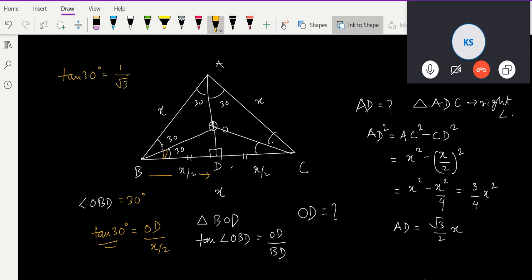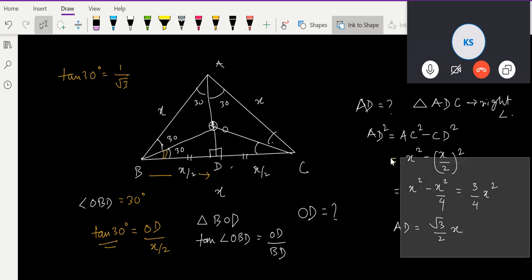1 by root 3. Okay. Let me also tell you this here.